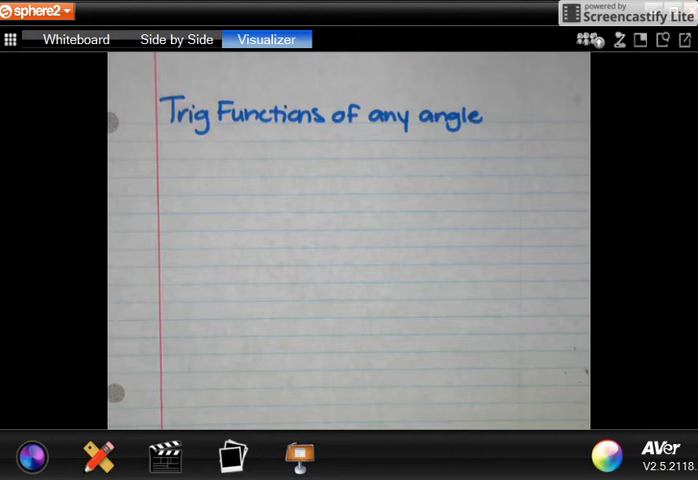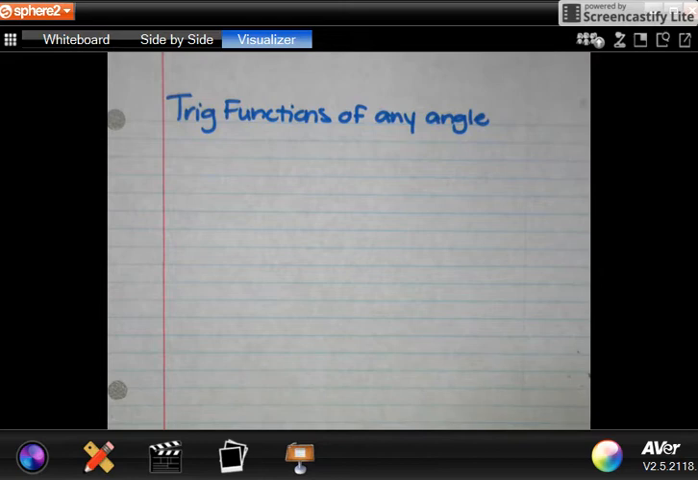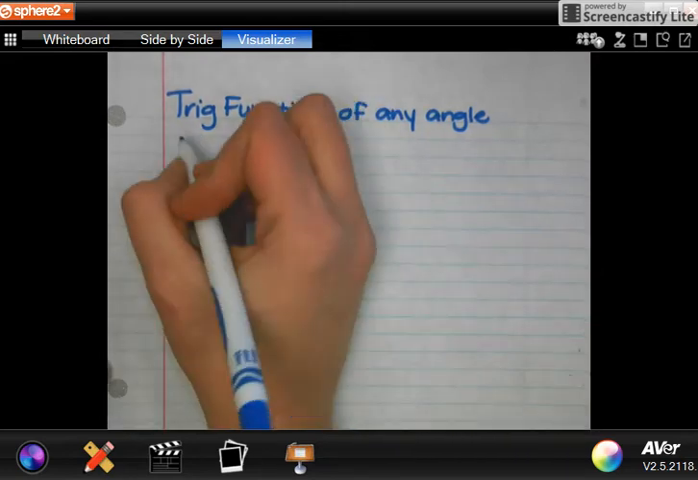So today's topic is trig functions of any angle. And what this means is that these values aren't going to be any of your special unit circle values in terms of the angles or the coordinates, but you'll see that it doesn't ultimately really matter.